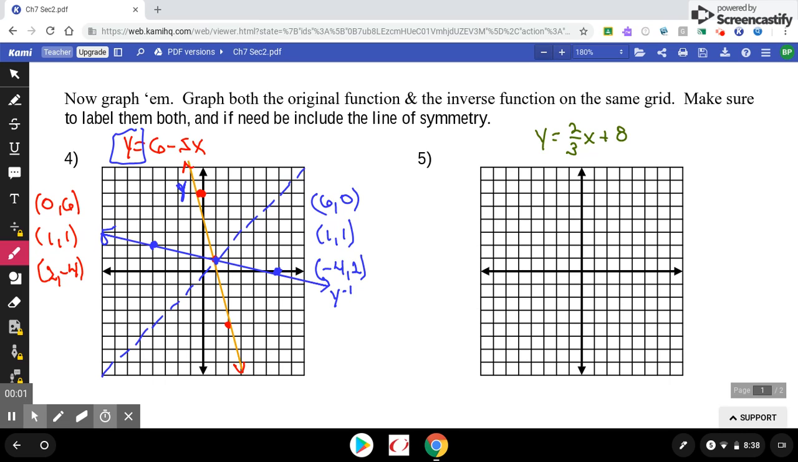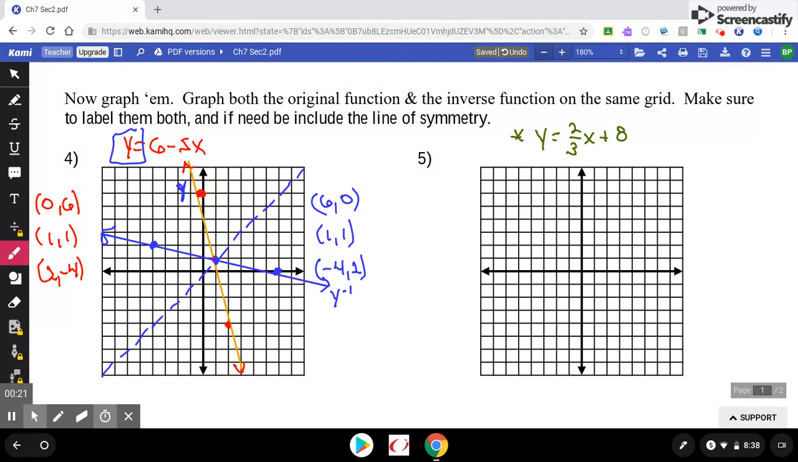Hi folks, round 2, section 7.2. If you watched section 7.1, we left off on the graph for number 4, and we already did the equation for number 5. If you want to know where this equation came from, it's the original problem above. Please consult the previous video.